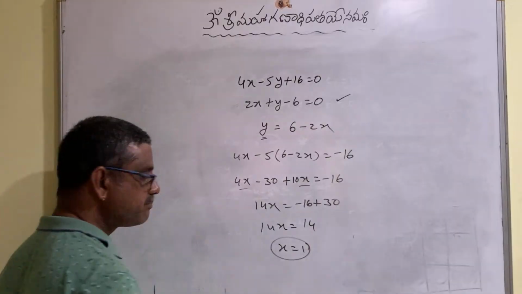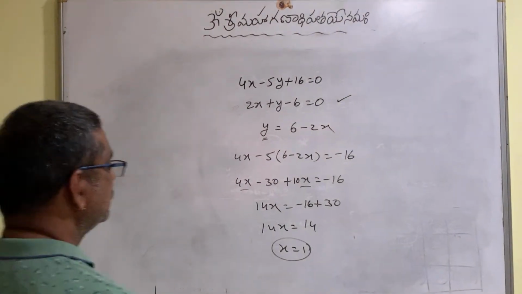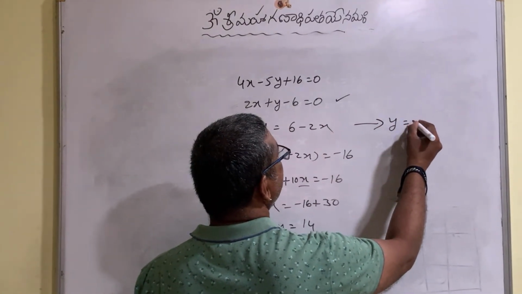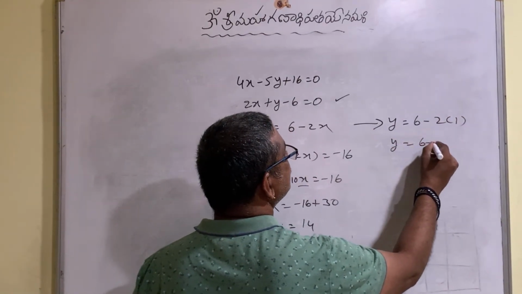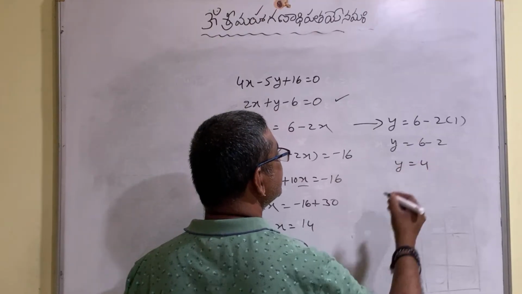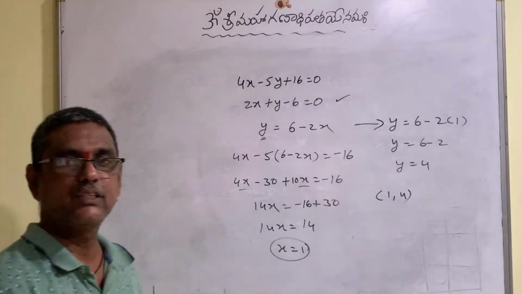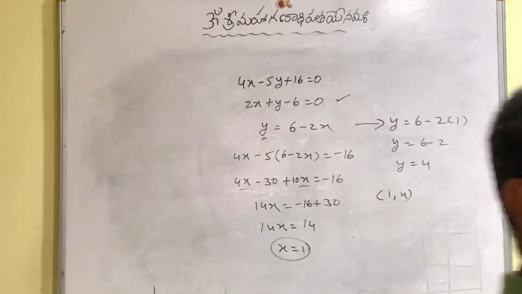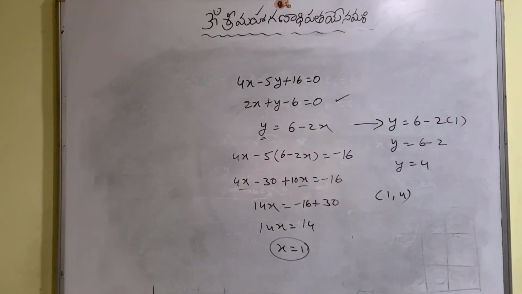Is that right? x is equal to 1. Now substitute x is equal to 1 over here. y is equal to 6 minus 2 into 1, 6 minus 2. y is equal to 4. So (1, 4) is the common solution. So even with the substitution method we got the same answer.